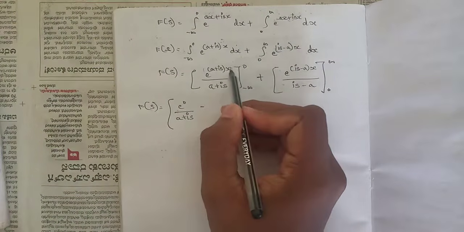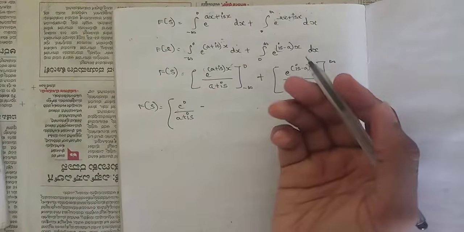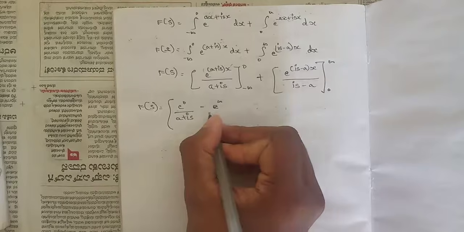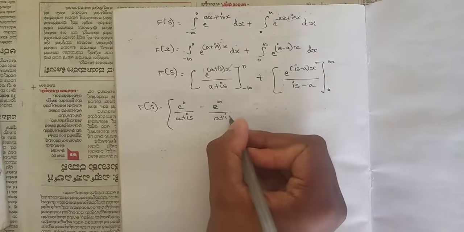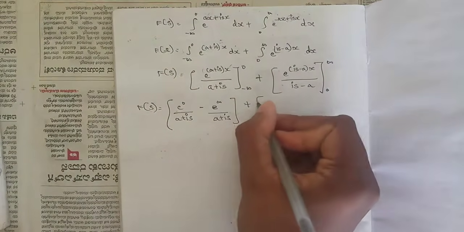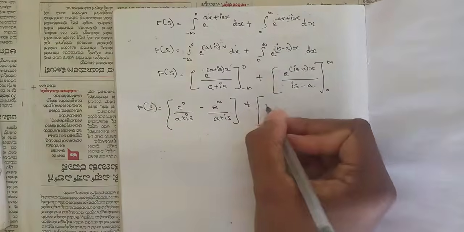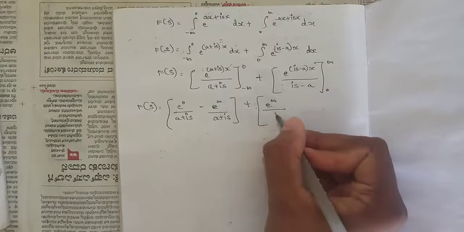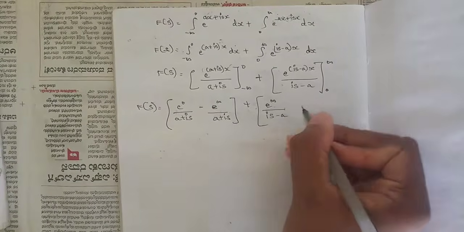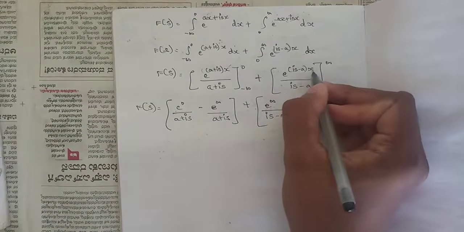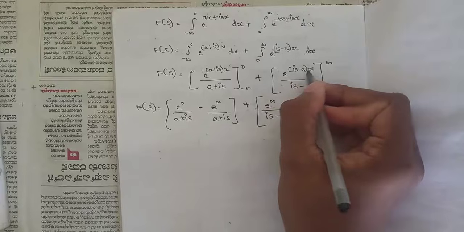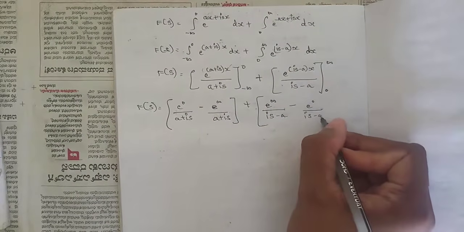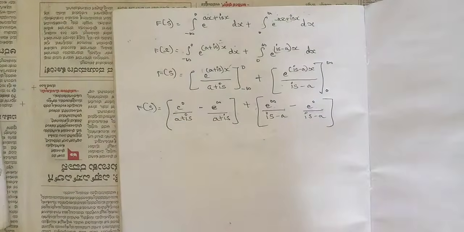So minus infinity, and infinity into anything is infinity only. We write it as e power infinity divided by a plus s, and for the other term e power infinity divided by s minus a, minus the value at 0. If x is 0, then 0 into anything is 0, so it becomes e power 0 divided by s minus a.